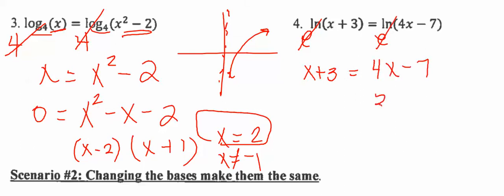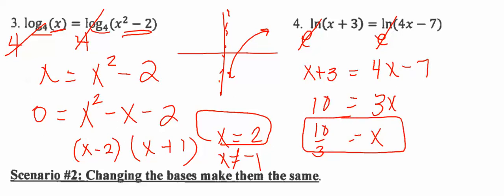Now I'm going to subtract 4x from both sides, and I'm going to add 7. So x is 10 thirds. And if I plug 10 thirds into both the left and the right side, it's going to stay positive. So this is how you solve equations when your bases are the same.